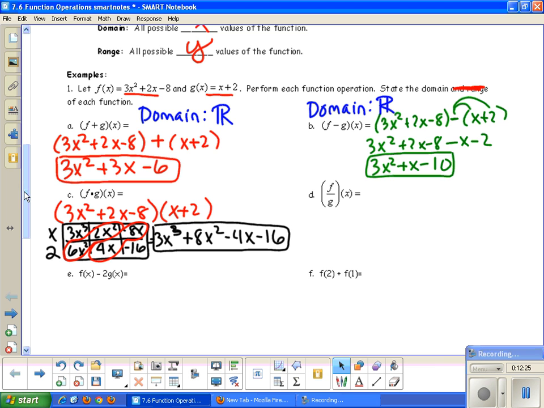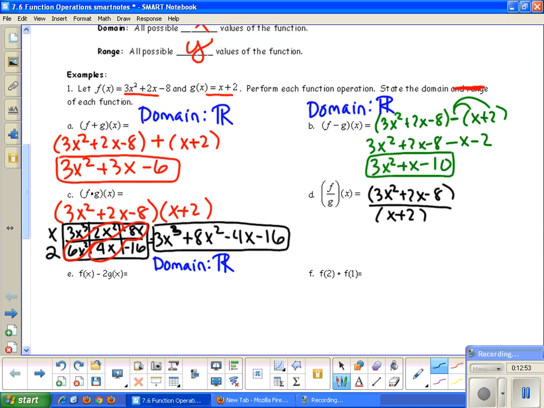And for my domain, I'm not dividing by anything, so there's no variables in my denominator. And I don't have any radicals in any of these equations because we're not doing that yet. So the domain is all real numbers. For D then, now we're dividing two functions, f of x divided by g of x. So in this case, I have 3x squared plus 2x minus 8, now divided by x plus 2.